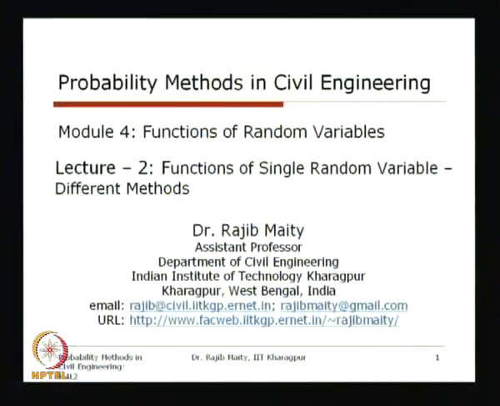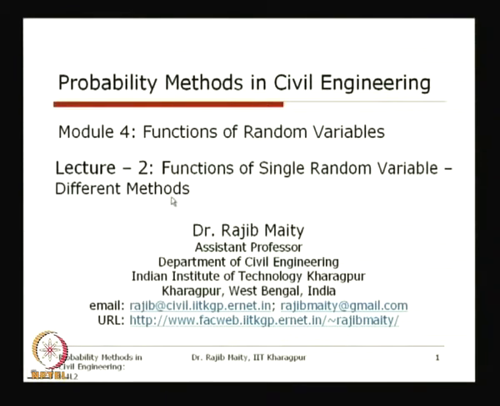Welcome to this second lecture on module 4. In this module we are discussing functions of random variables, and in today's lecture we will learn about different methods.